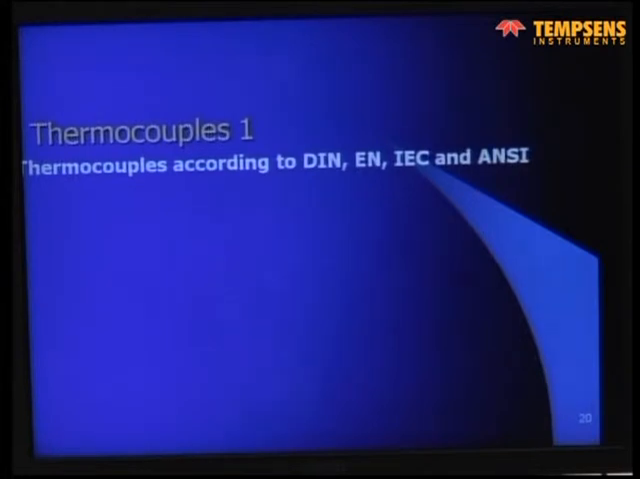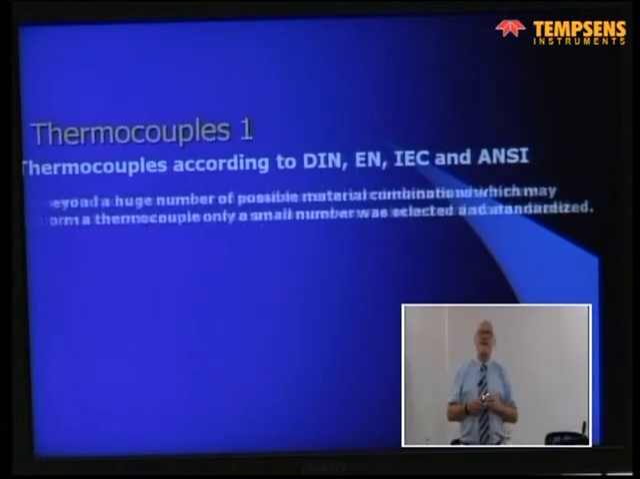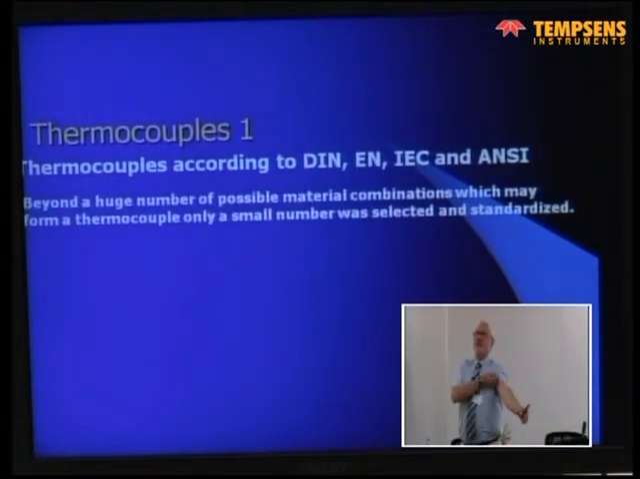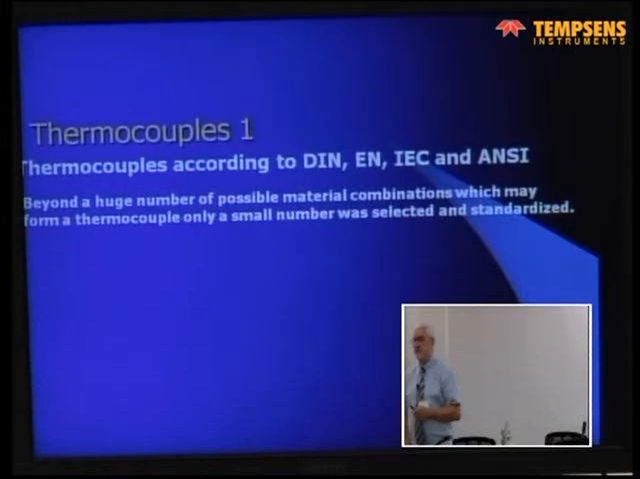There are also German standards or European standards available, as well as IEC, this is the international standard, and ANSI, this is the American standard. And beyond a huge number of possible metal combinations which may form a thermocouple, only a small number was selected and standardized. Basically, there are only 5 non-noble metal thermocouples, 3 noble metal thermocouples, and 2 refractories. And that's it. Not more.